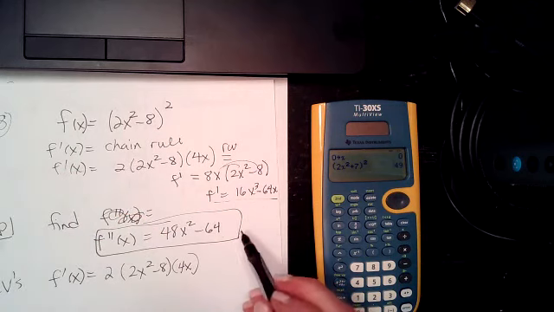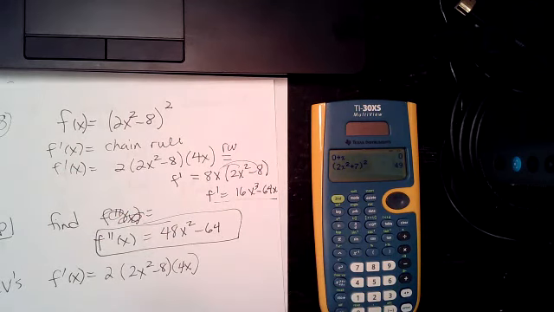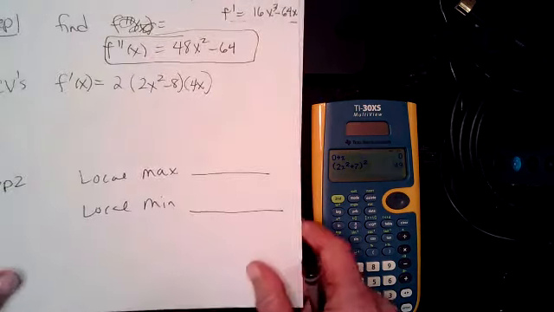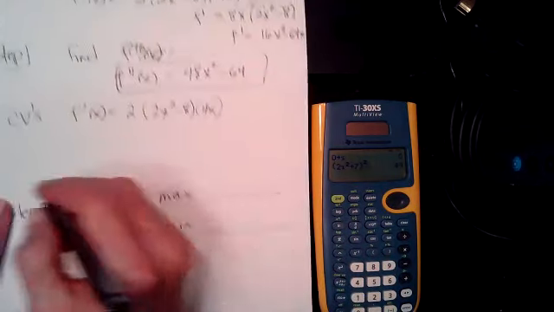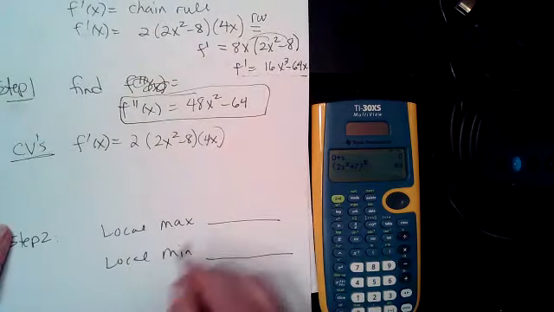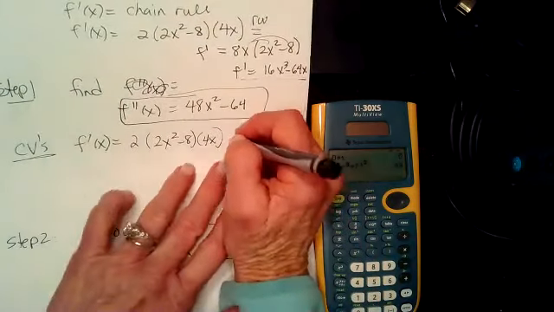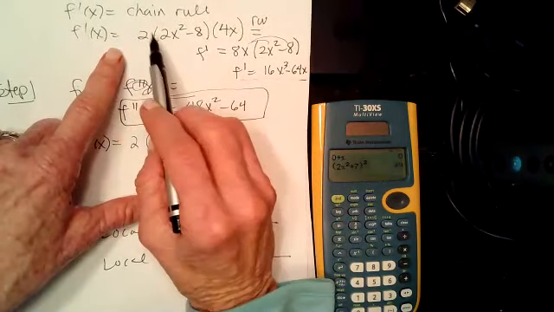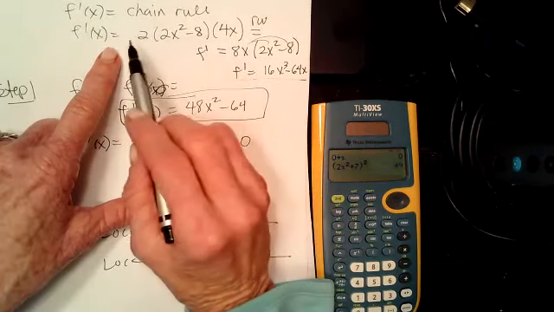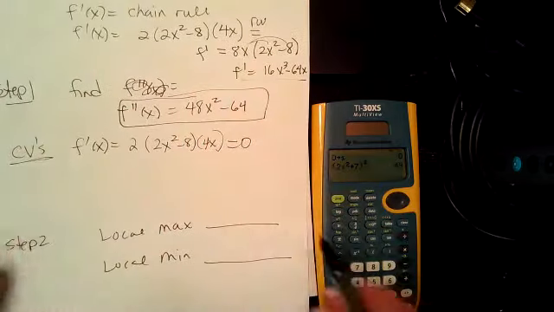That's the second derivative. Okay, so then they say local max and local min. Well, I know if I have local max and local min, I have to find my critical value. So I set my first derivative equal to 0. And like I said, I like to use my first step of my first derivative because it's all factored. And I just set each factor equal to 0.